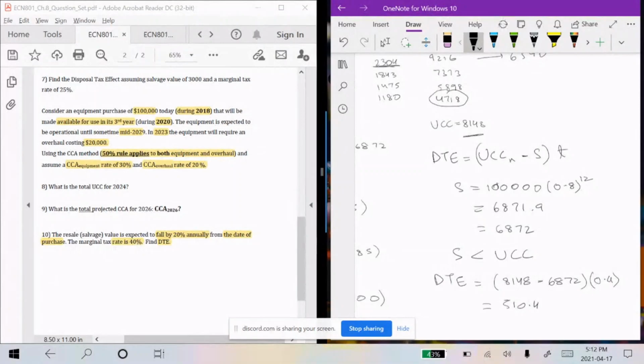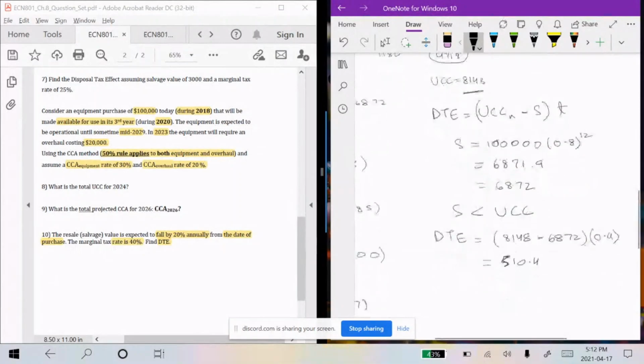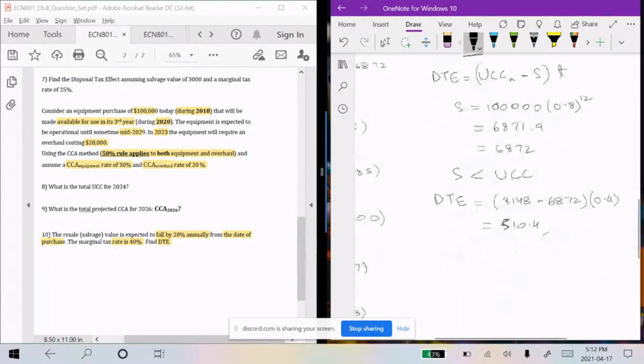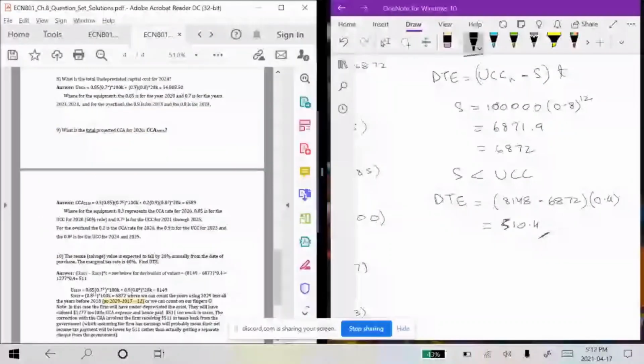So I get 510.4. This is the amount that the CRA is going to give back to the company, to make up for the extra taxes that they paid. That is the disposal tax effect. All right. Wait. Yeah, so I got 510.4. They got 511, probably because of some rounding errors. Yeah, that's pretty much how you do this one.